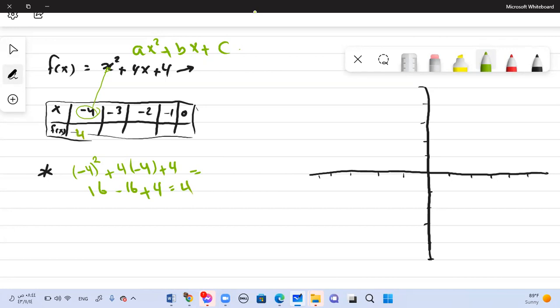For -3, you can also substitute: (-3) to the power of 2 plus 4 times (-3) plus 4. That is 9 minus 12 plus 4. Okay, it will be 13 minus 12, so the answer is 1. You can use the calculator. For -1, substitution gives 1. This is the standard form.